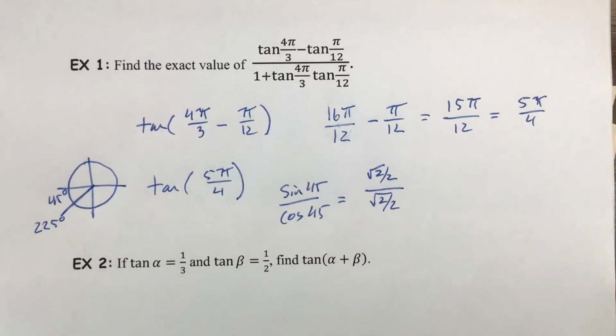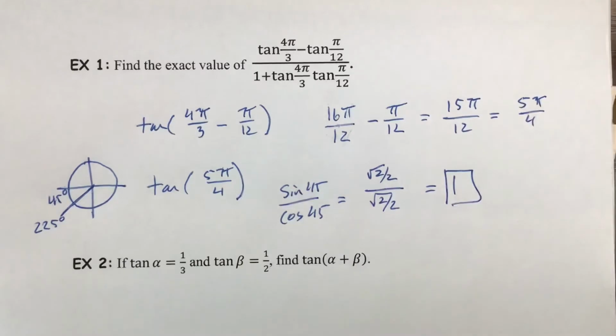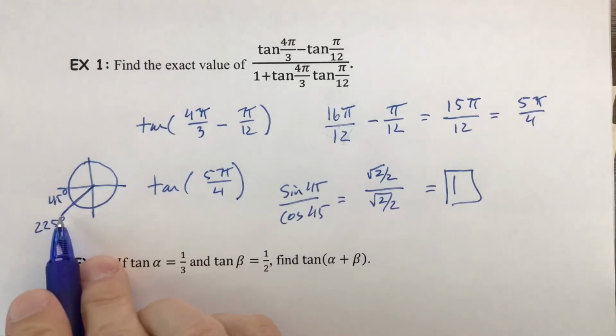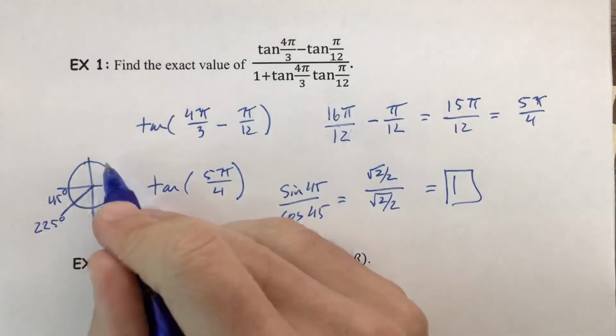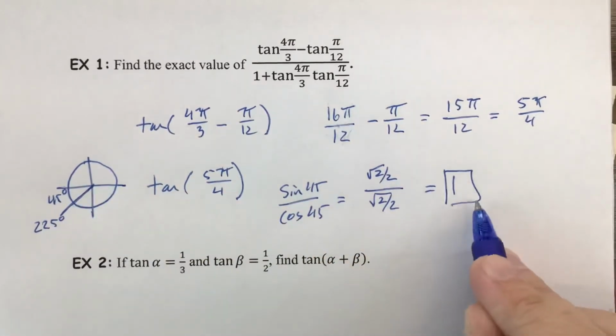So ultimately our answer is 1. The answer is 1. In addition, we should pay attention to the positive or negative of these. This quadrant over here, this quadrant for tangent is a positive quadrant. It is positive in 1 and 3 and then negative in the others. So this is going to be a positive 1.